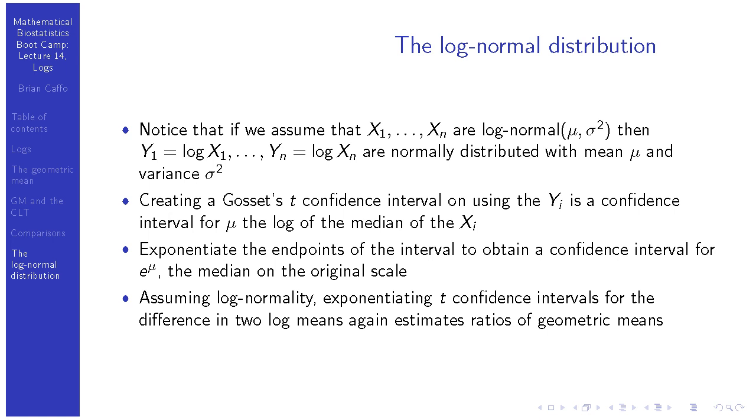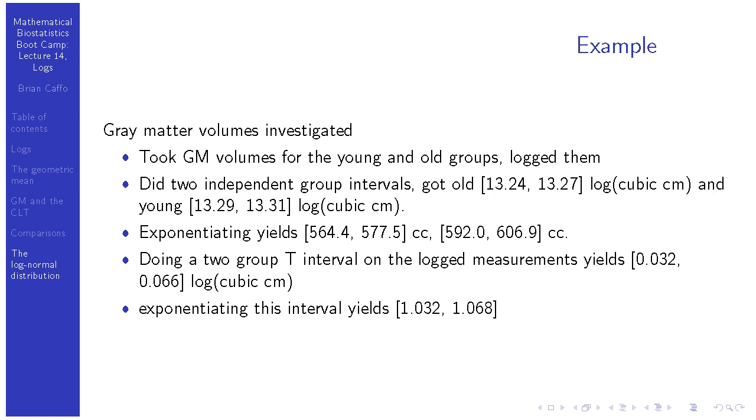And then again, assuming log normality, exponentiating t confidence intervals for the difference in two logs implies that your confidence interval is estimating ratios of geometric means. So let's just go through a quick example of doing this. I'm assuming you can do the arithmetic because you already know how to create two-group t confidence intervals. All we're doing is logging the data and doing something you already know how to do.